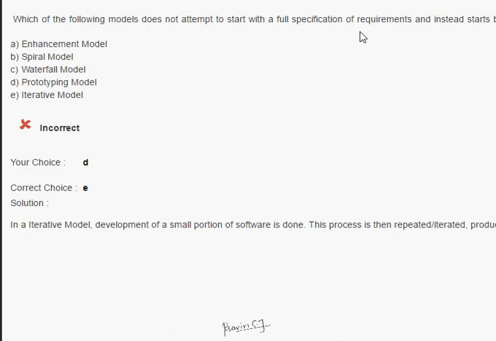It's the same question. We don't know the exact full specification, but we are starting. So in the iterative model, everything is done similar to the waterfall model, but at every step we verify what we have done in the past, repeatedly. The waterfall model is a sequential one, and iterative is something different.